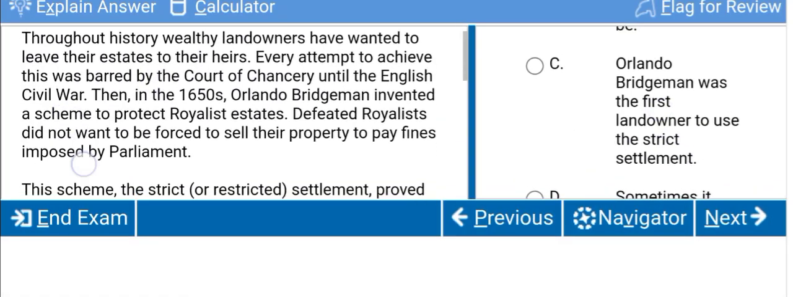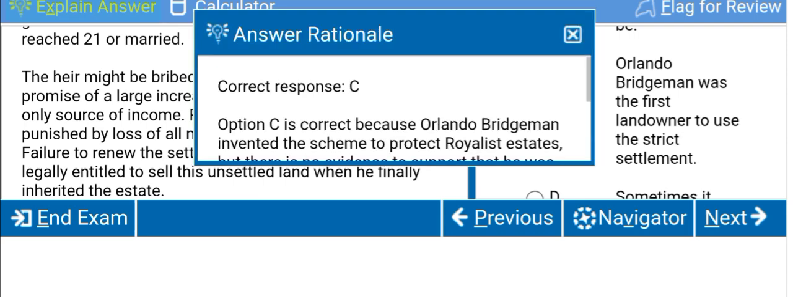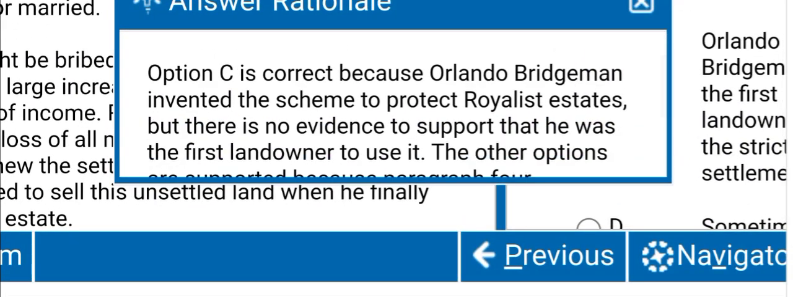So here we have the same passages again, and option C is correct because Orlando Bridgeman invented the scheme to protect royalist estates, but there is no evidence to support that he was the first landowner to use it.